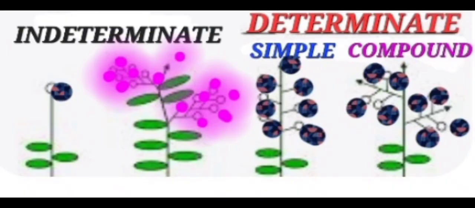In racemose inflorescence, the main axis grows continuously. Flowers are present laterally on the floral axis. Flowers are present in an acropetal manner. This means that the older flowers are present on the lower side while the new flowers are present on the upper side of the rachis.